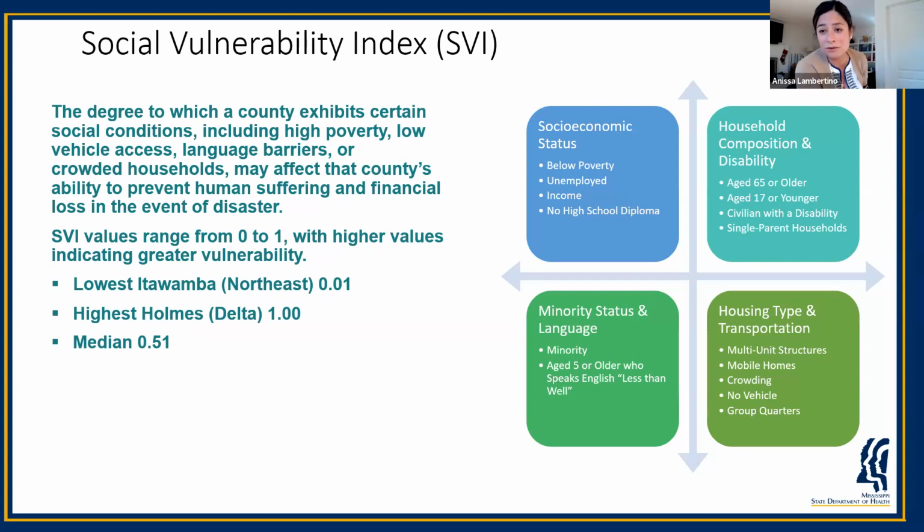And I've listed a few here. So the lowest value was found in Itawamba County, which is in the Northeast. The highest was in Holmes, and that's in the Delta region. And the median is what we would expect, right in the middle at 0.51.